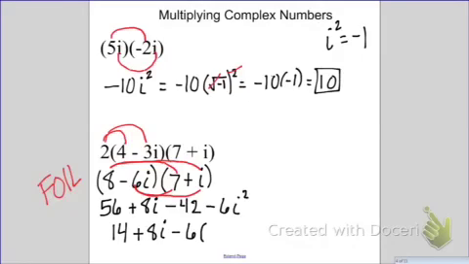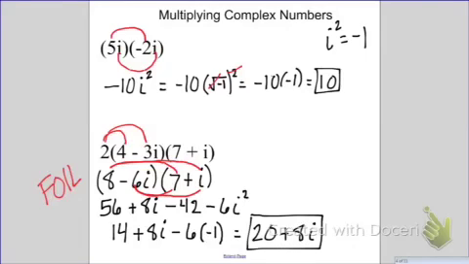And i squared, now we know, is negative 1. So negative 6 and negative 1 makes positive 6, and positive 6 plus 14 makes 20. So 20 plus 8i, not i squared.